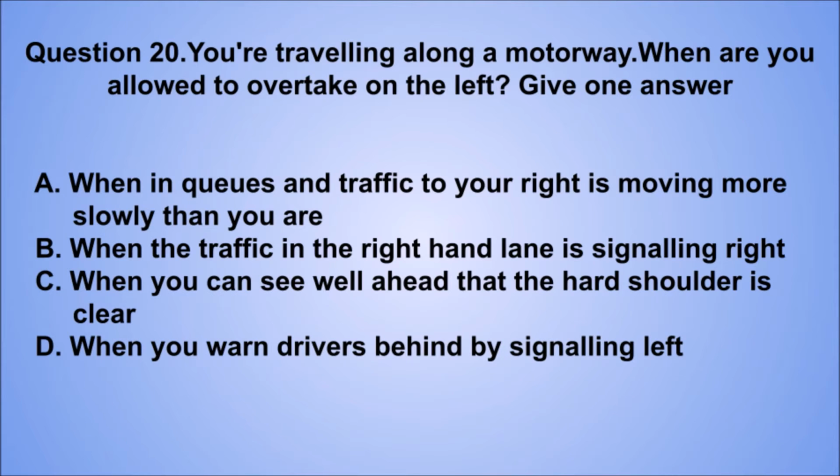Question 20. You're traveling along a motorway. When are you allowed to overtake on the left? Give one answer. A. When in queues and traffic to your right is moving more slowly than you are. B. When the traffic in the right-hand lane is signaling right. C. When you can see well ahead that the hard shoulder is clear. D. When you warn drivers behind by signaling left.